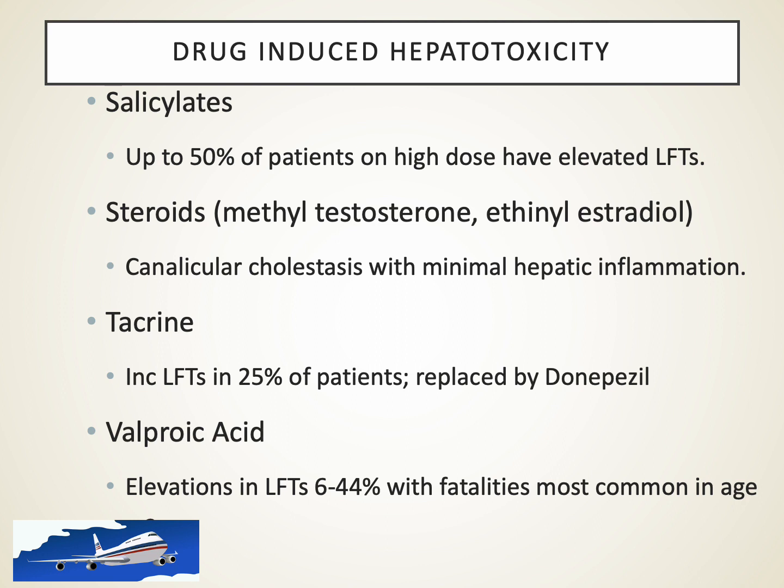Other salicylates like aspirin, typically again in children, are the greater issue. The anabolic steroids, particularly testosterone, can cause hepatocellular injury, and ethinyl estradiol, and to some degree testosterone that's converted to estrogen, can cause a more cholestatic kind of problem as well. Tacrine, an agent we don't really use much anymore, largely replaced by other treatments for Alzheimer's dementia, and valproic acid, which is an agent we use both for seizure control and also for bipolar or mood disorders.